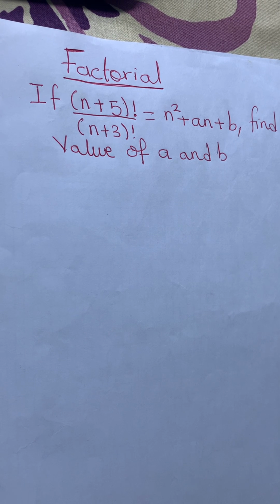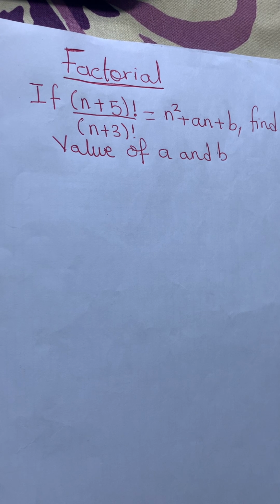On our sheet, we are asked if (n+5)! over (n+3)! is equal to n squared plus an plus b. We should find the value of a and that of b.